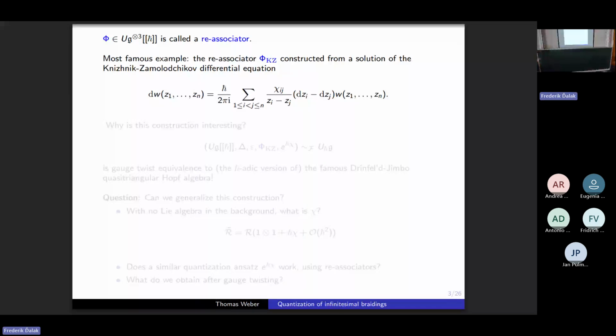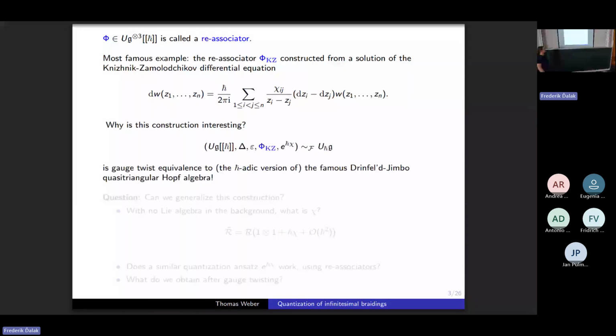And why is this interesting? Why should we care? This is my motivation: you realize that this quasi-Hopf algebra that you get is almost the same thing as the very famous Drinfeld-Jimbo Hopf algebra. You just need what some people call a gauge twist. So you gauge twist your quasi-Hopf algebra and you get an honest Hopf algebra, so no quasi. And the thing that you get is the Drinfeld-Jimbo quantum group.